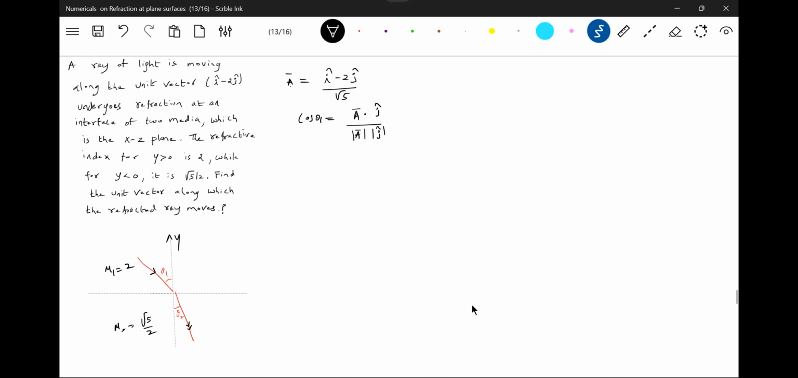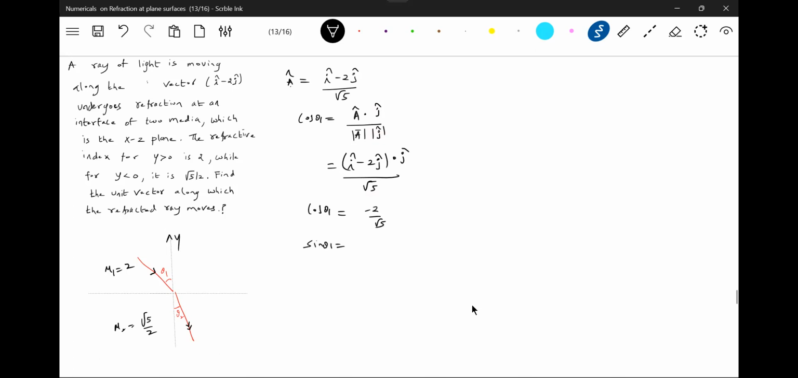Yeah, fine. This will be a bar by mod of a bar. Vector by its magnitude will be unit vector. So the angle made by this with the y-axis is needed. So I'll take this particular form. This will become i cap minus 2 j cap dot j cap. Mod of this will be root 5. Magnitude of unit vector will be 1. So solving this, i dot j is 0, so minus 2 by root 5 will come. This is cos theta 1.